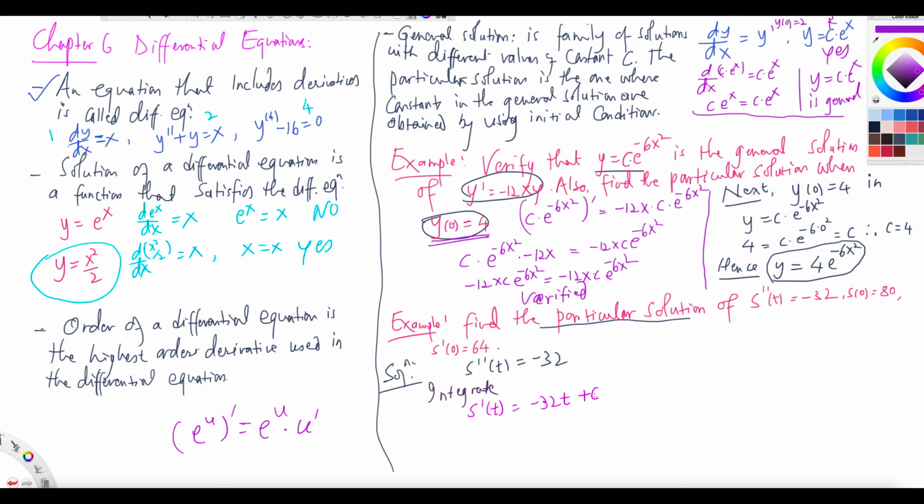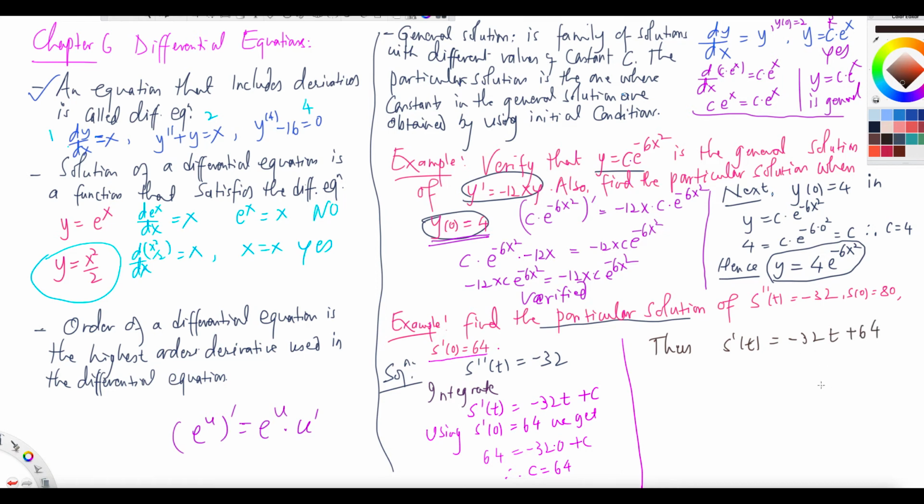Okay, now to find that c, we will use this condition: s prime of 0 is 64. Using s prime of 0 equals 64, you replace t by 0 and s prime by 64, right? So 64 equals negative 32 times 0, plus c. Therefore c equals 64. Thus s prime of t is given as negative 32t plus 64.